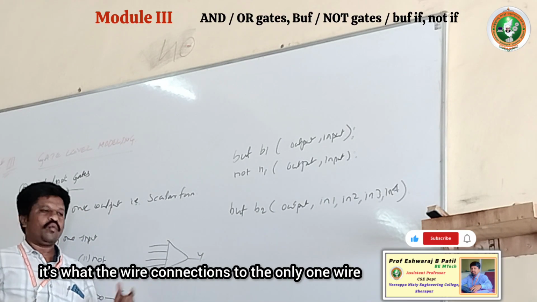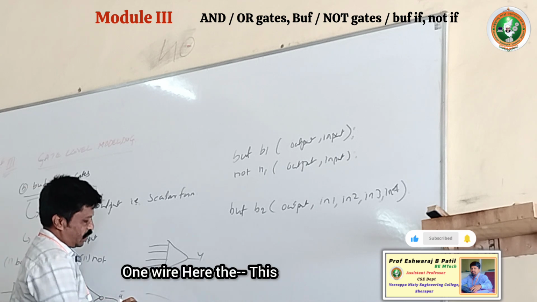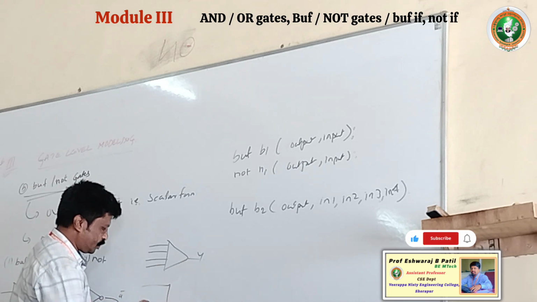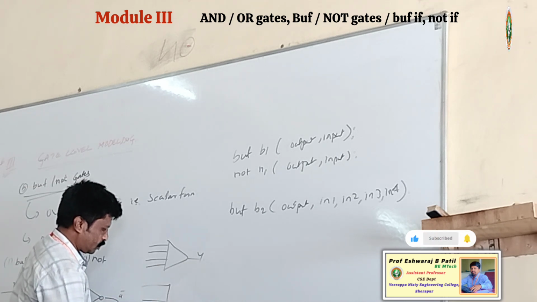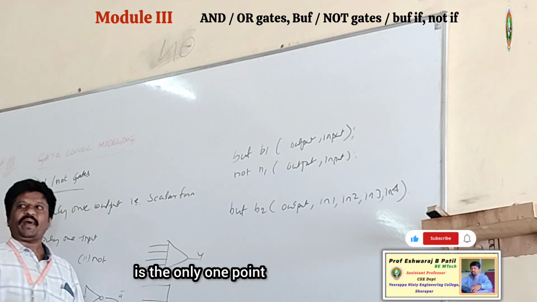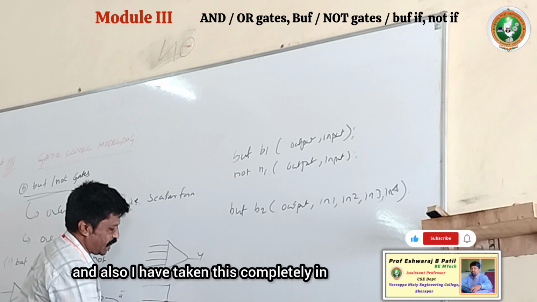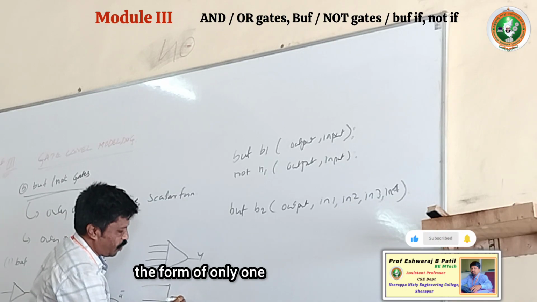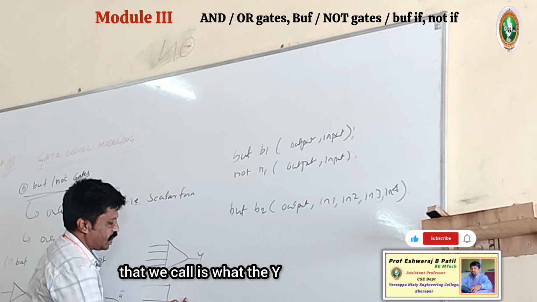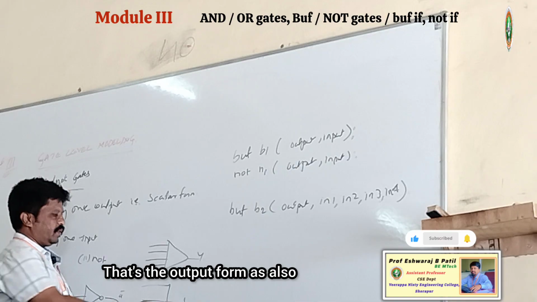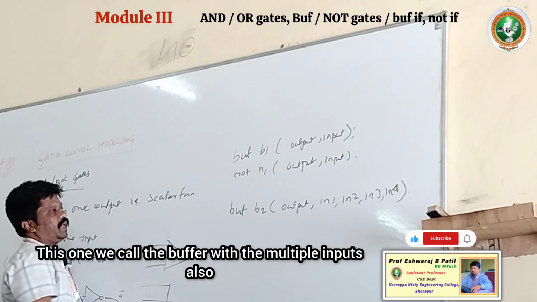In a circuit diagram, this is the only one point that we can say for the 3 inputs of this buffer, and I am taking this completely in the form of only one output that we call Y. This one we call the buffer with multiple inputs.